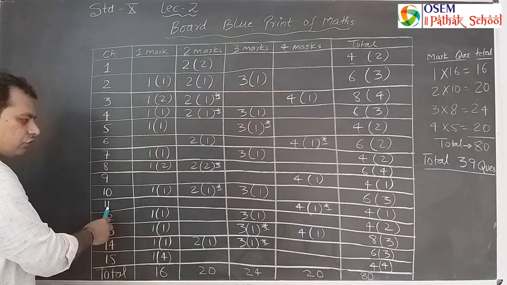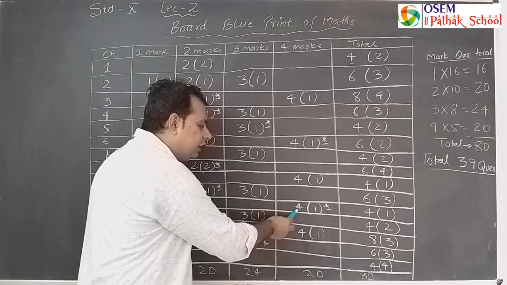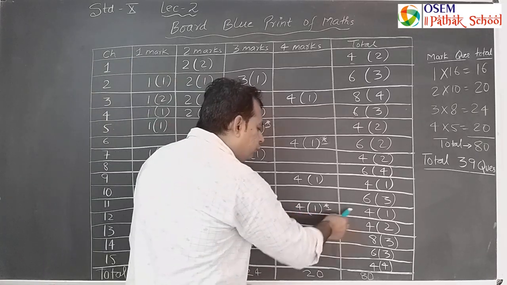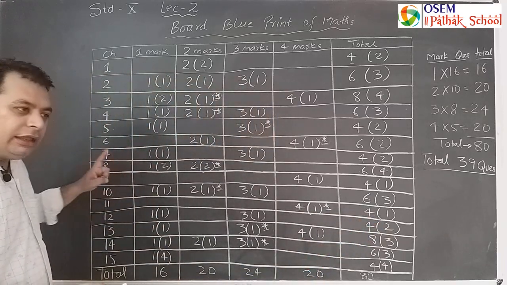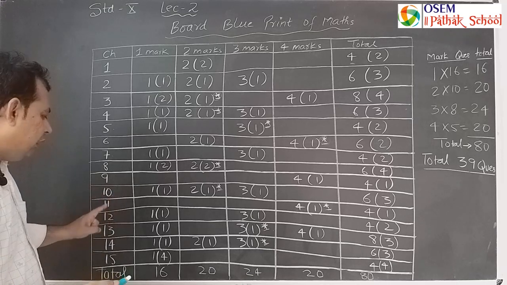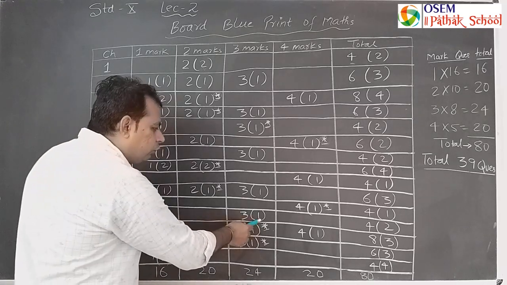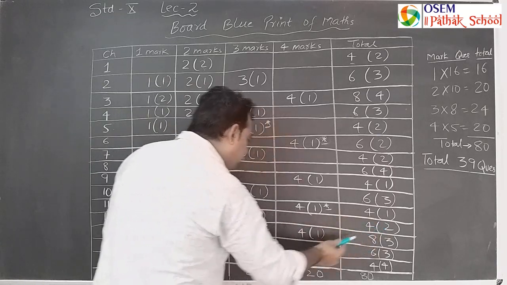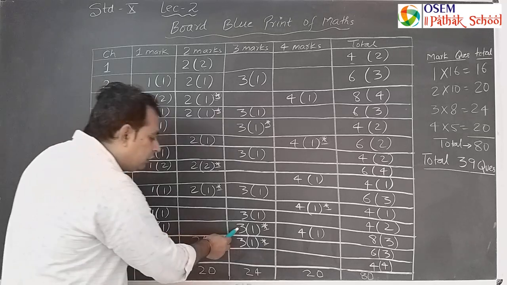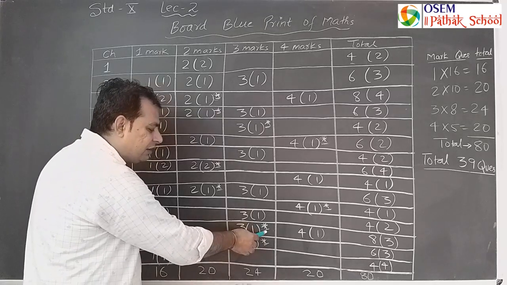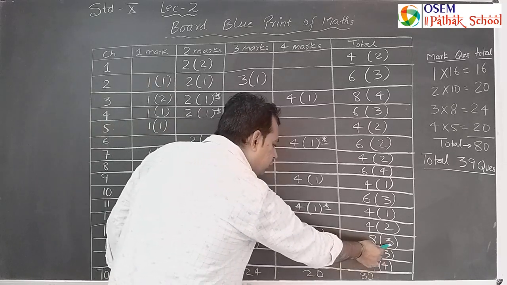Chapter number 11, constructions, only contains 4 marks 1 question with internal options. So 4 marks and 1 question. Then we move to chapter number 12, area related to circles: 1 mark 1 question, 3 marks 1 question, so 4 marks and 2 questions. Chapter number 13, surface area and volume: 1 mark 1 question, 3 marks 1 question, again with a star meaning internal options, and 4 marks 1 question, so 8 marks and 3 questions.